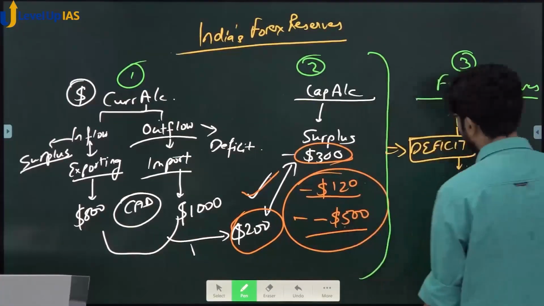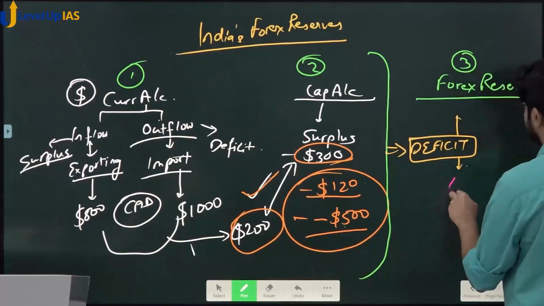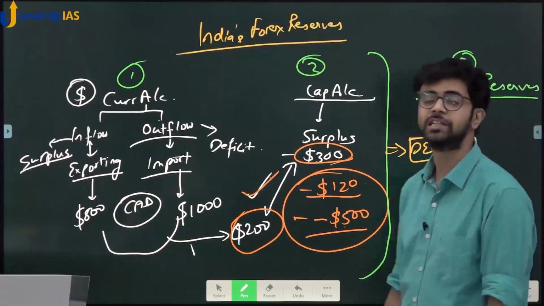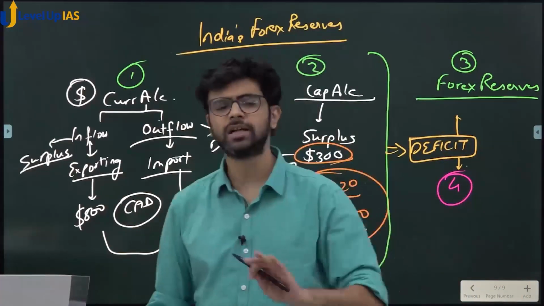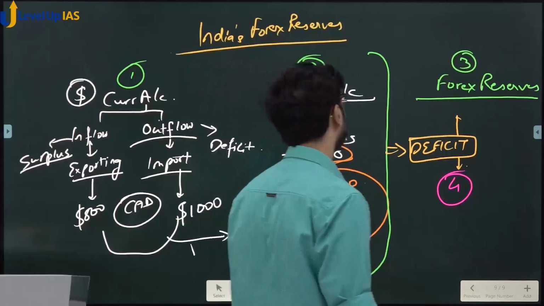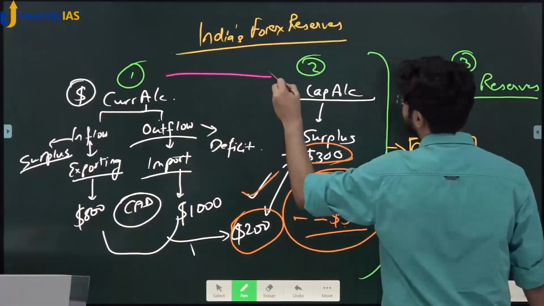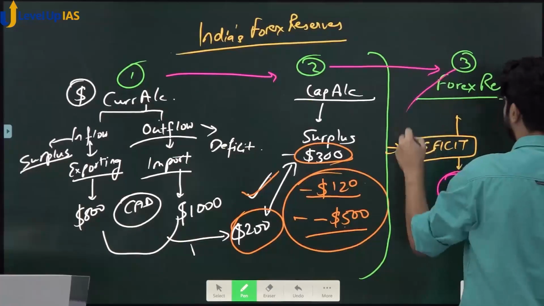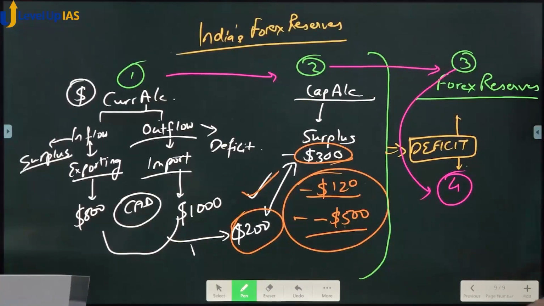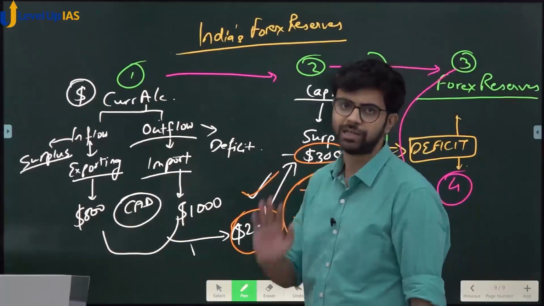Now my question is, what if forex reserves are also not sufficient? Then what happens? Very important concept I am trying to teach you. Very, very important concept. If forex reserves are also not enough, what will happen? So you went from here to here, here to here, and here say you are going here. If forex reserves are also not enough, or let's say RBI doesn't want to use that forex reserves.